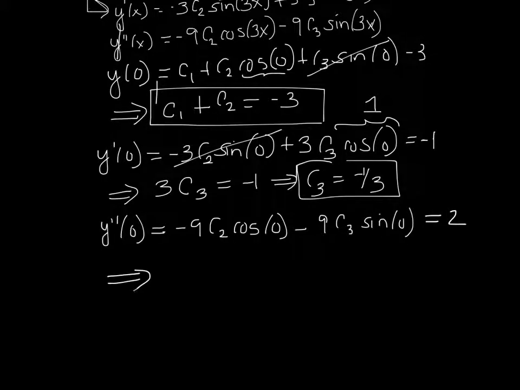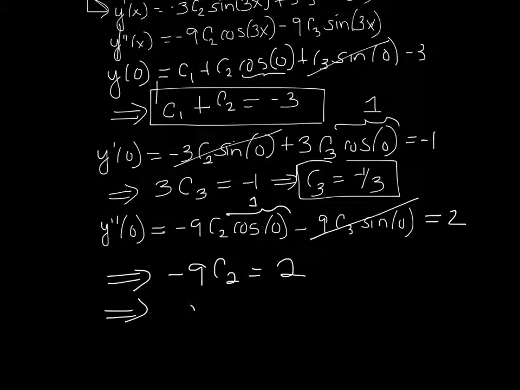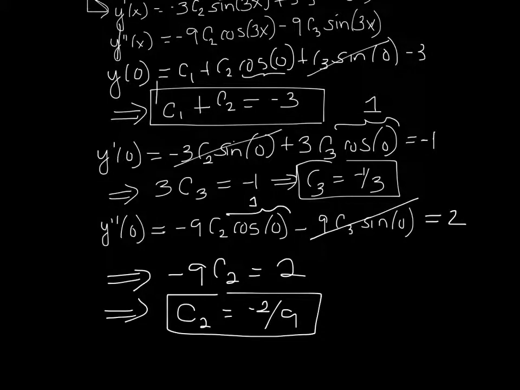So what does that imply? Well, we know sine of 0 is 0, so that's gone. And cosine of 0 is 1. So -9 C2 equals 2. And then, of course, if we solve for C2, we get -2/9.